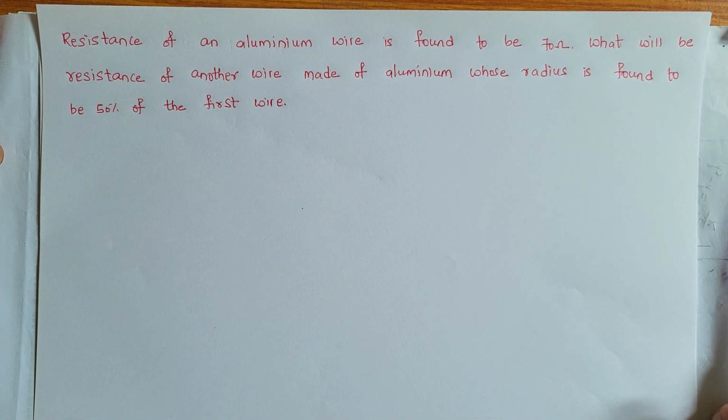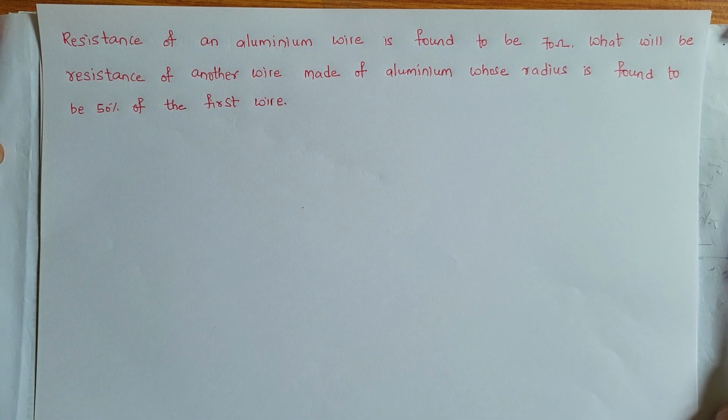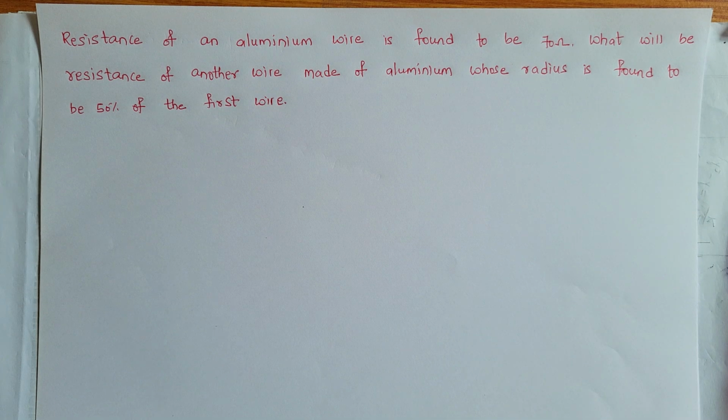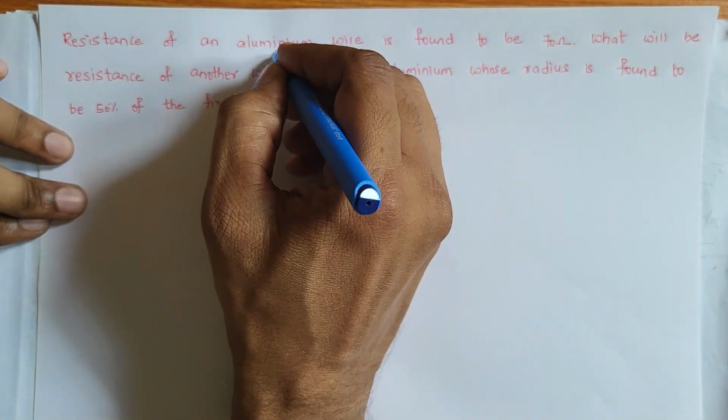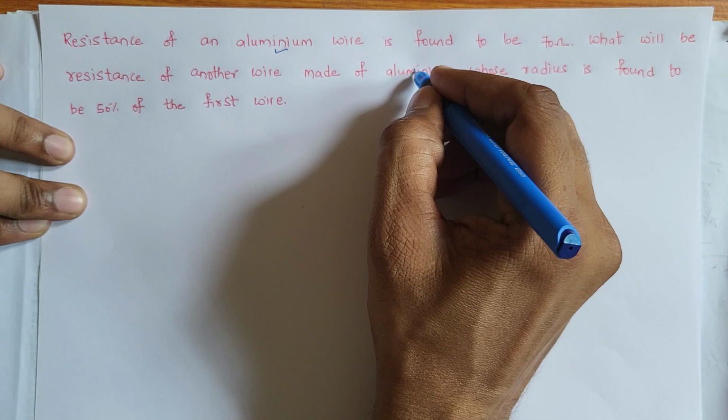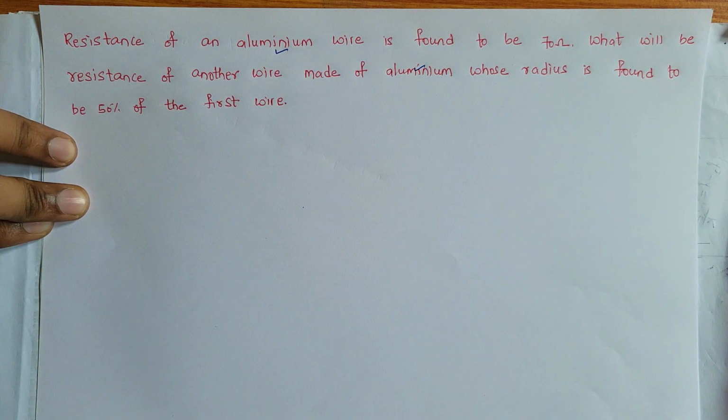See, the resistance of an aluminum wire is found to be 70 ohm. What will be the resistance of another wire made of aluminum whose radius is found to be 50% of the first wire? They did not change the material. Aluminum only. Initial also aluminum. Present first also aluminum, and another wire also aluminum only. What they are saying? They are saying that resistivity value will be same.